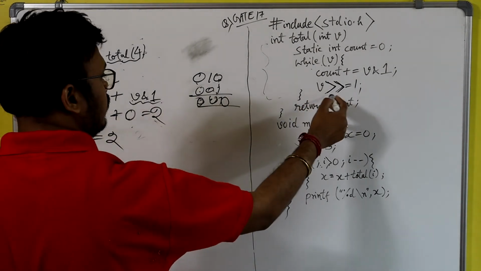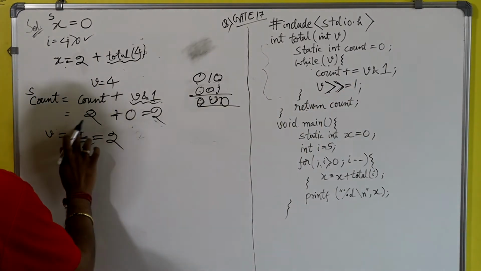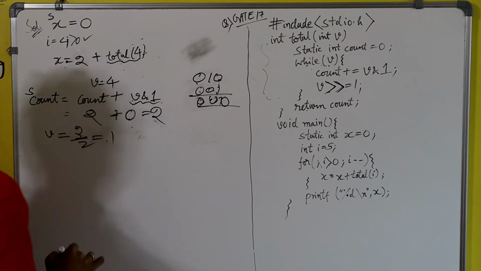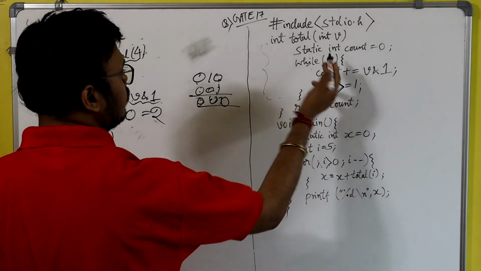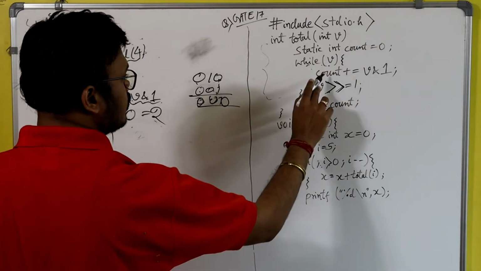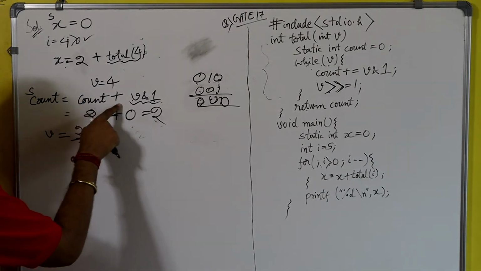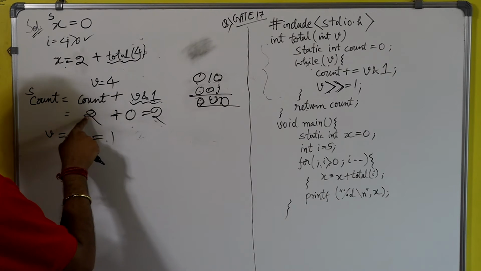Now again the value of v will be divided by 2. So now again we have 2 by 2, so it will become 1. Fine. So now again, while 1 is true, execute this line. Count is equal to count plus v and 1. The value of count is 2, so let's write 2 here.